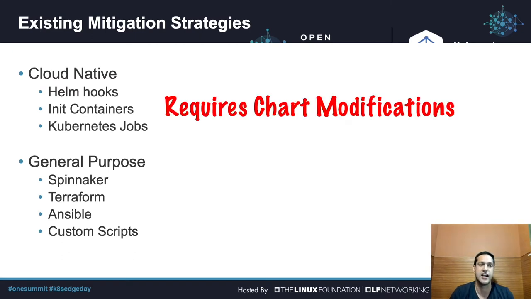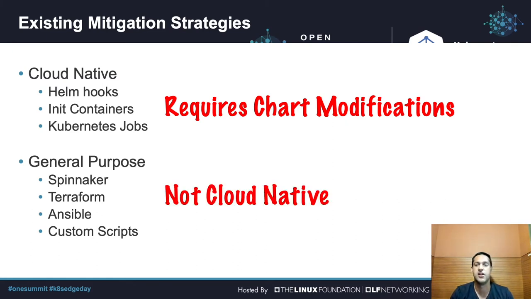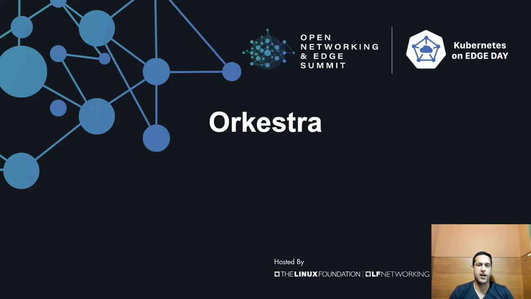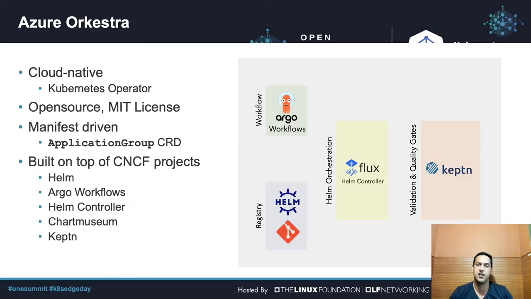So you can see that using the first set of mitigations requires chart modifications. The general purpose framework is not cloud native. Now let's take a look at Orkestra, which is designed to address all the shortcomings in Helm or in Kubernetes and is a release orchestration system for a group of applications.